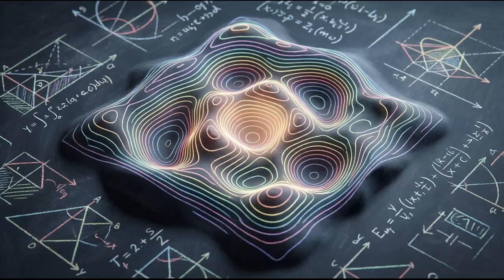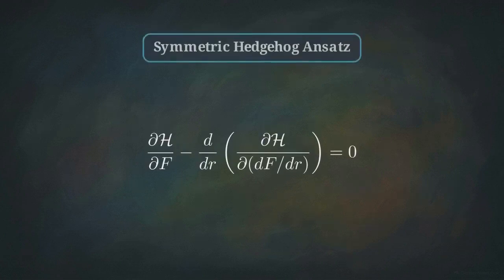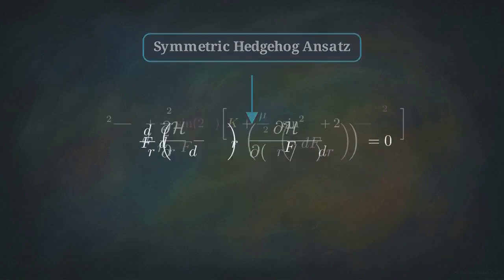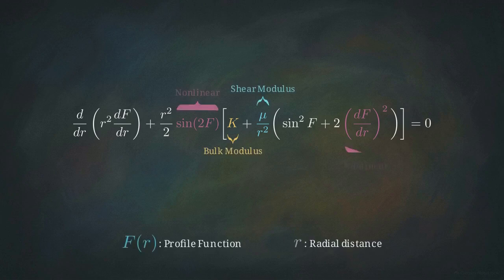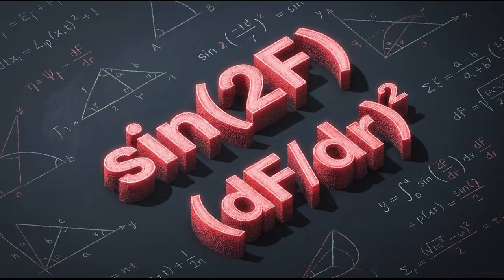resistance. To calculate the energetic ground state of a specific atomic mass, we must subject this energy functional to the calculus of variations. By applying a symmetric hedgehog ansatz to the field, the Euler-Lagrange equations yield a second-order nonlinear differential equation governing the soliton's profile. Solving this is complex, driven by the presence of nonlinear sine components and squared derivatives.